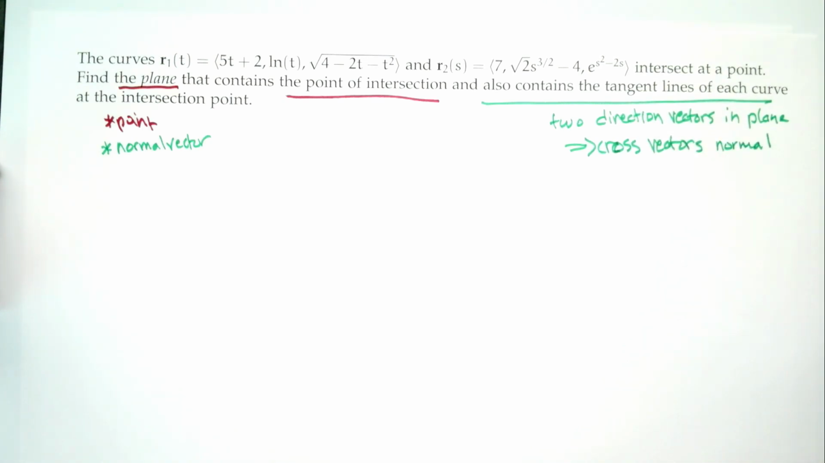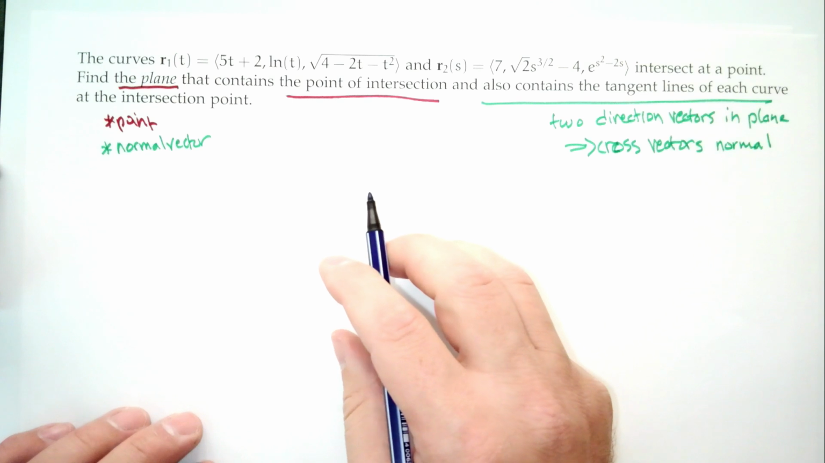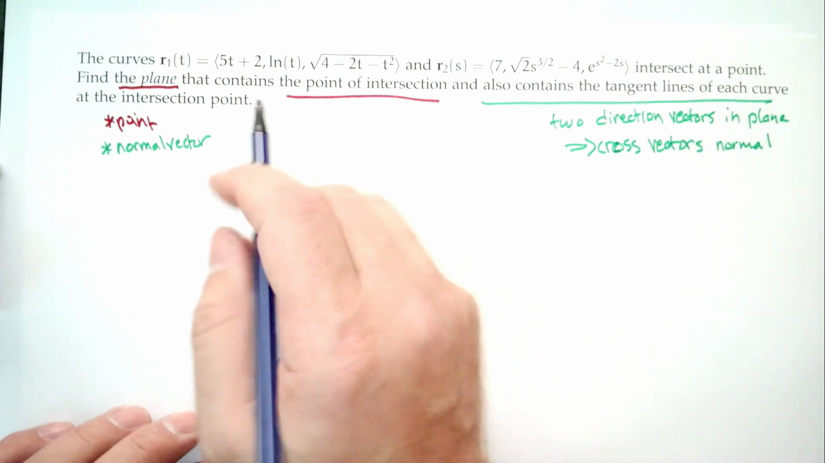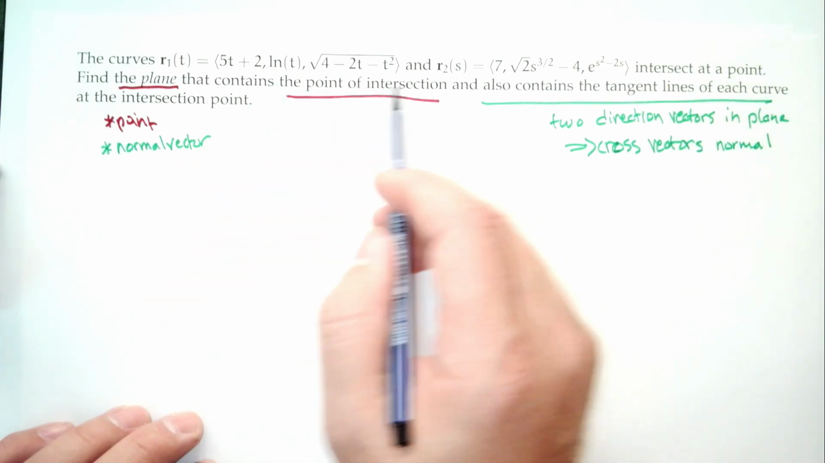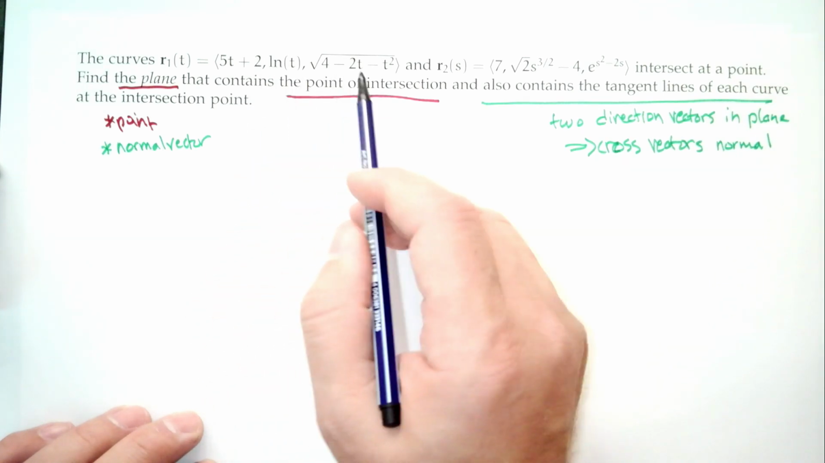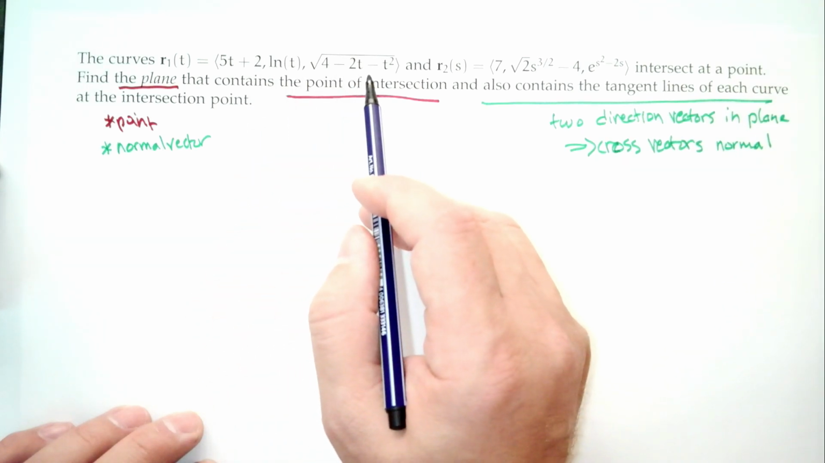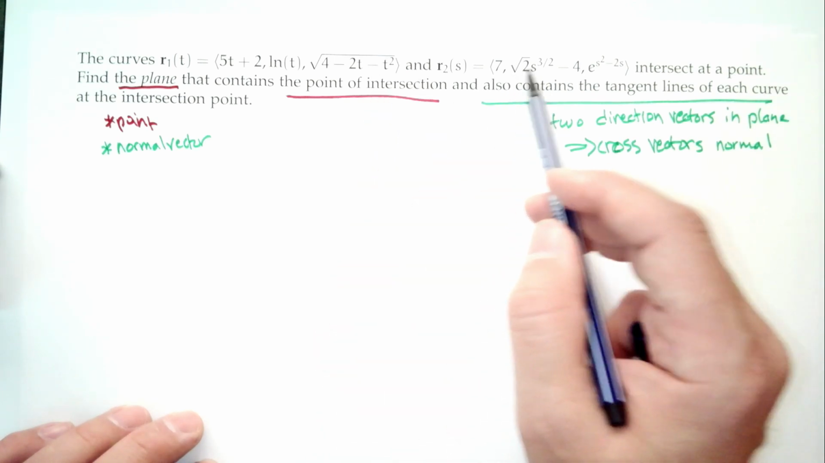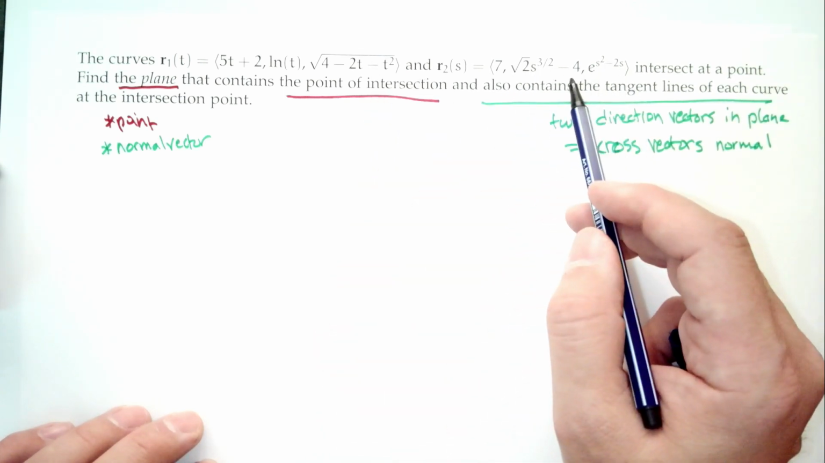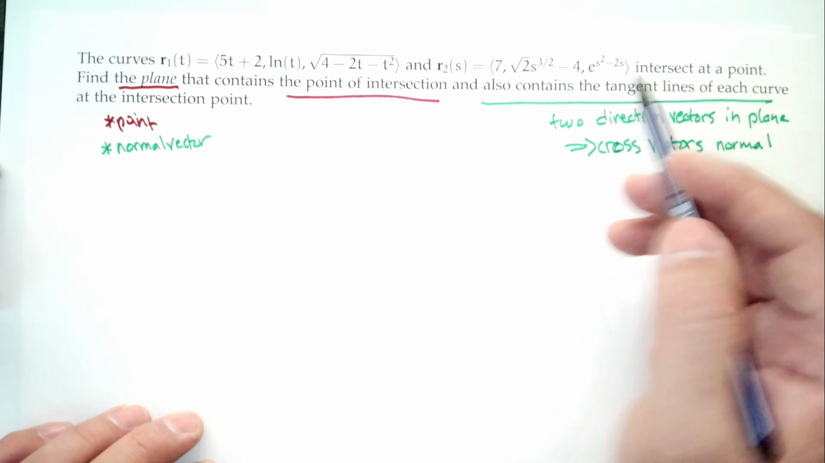So what happens in this problem? We have to go through and start figuring out what's the point and what are these tangent vectors. For the point, the way we go about doing that is we say, okay, here's the idea. We have this set of coordinates: 5t plus 2, log t, square root of 4 minus 2t minus t squared. That's the one curve. Then 7, square root of 2 s to the 3 halves minus 4, and e to the s squared minus s.